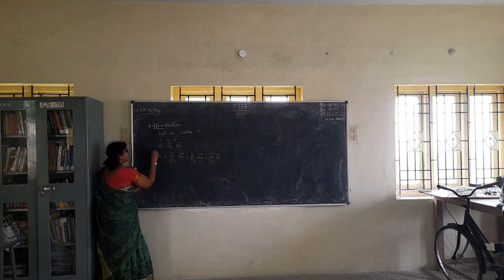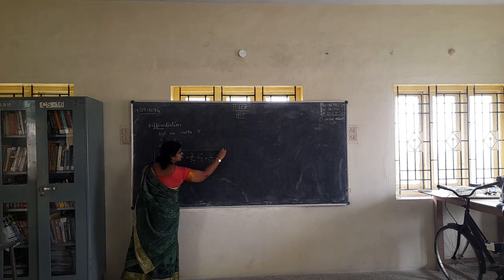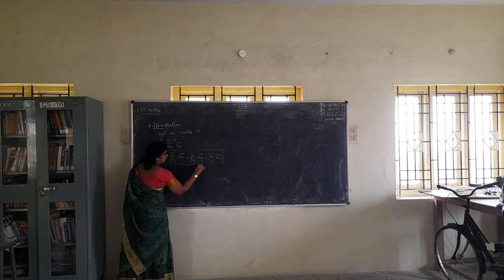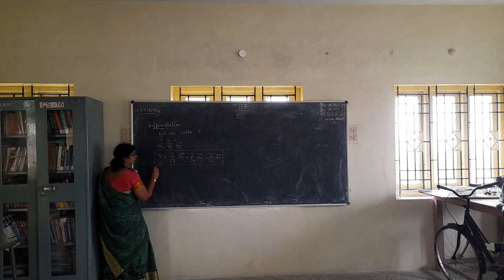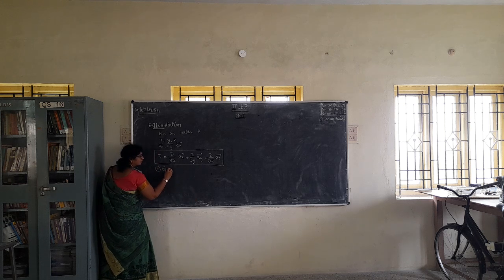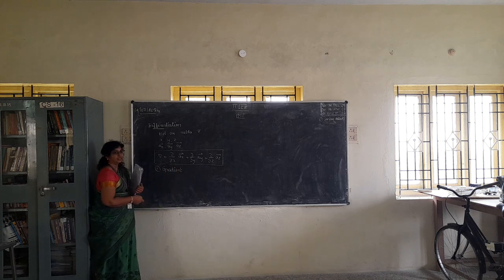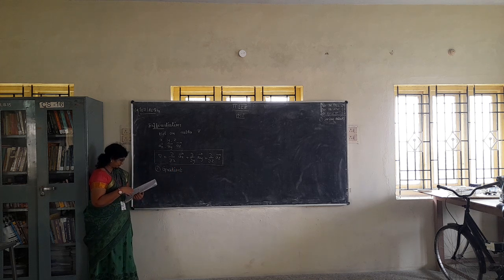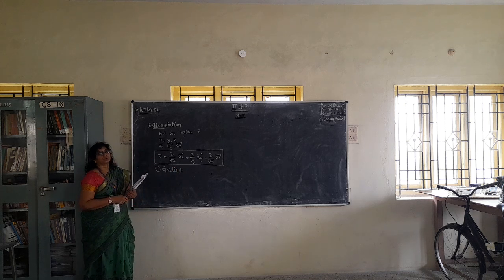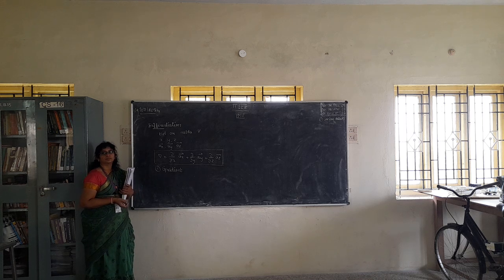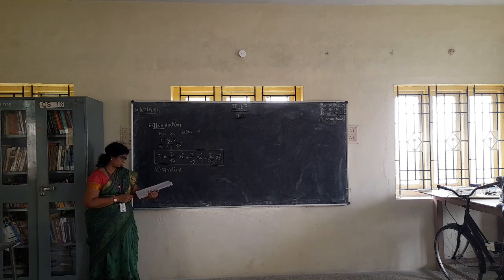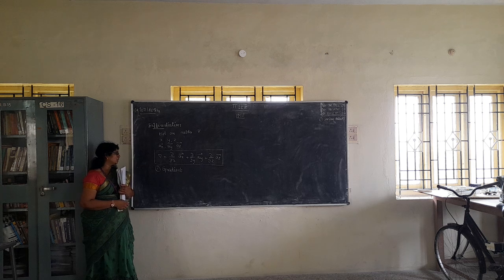So based on this del, we will be having 3 classifications. First one, we call it as gradient. Second one called as divergence. Third one called as curl.